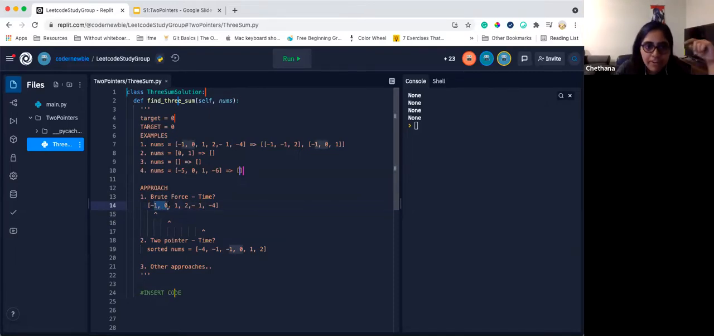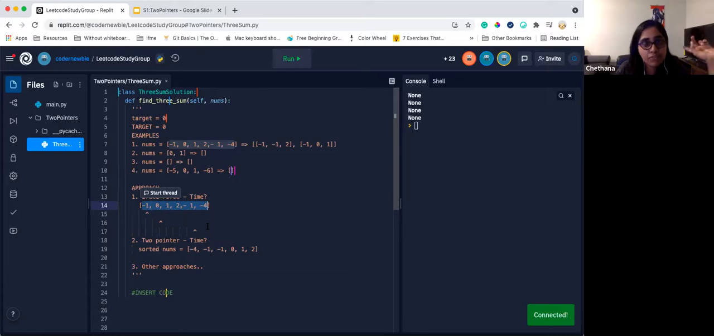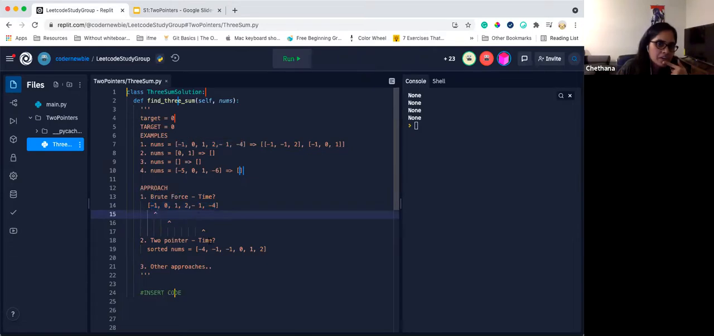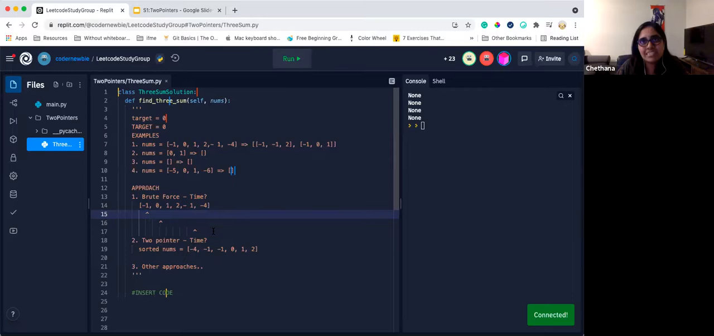Because for every single for loop, it iterates over the entire array. The array size is n, so the time complexity for that for loop would be O of n. Since we're nesting loops, it's going to be O of n times O of n times O of n. So it's O of n cubed because we're doing 3 nested for loops. Now, that's not really ideal, I would say.